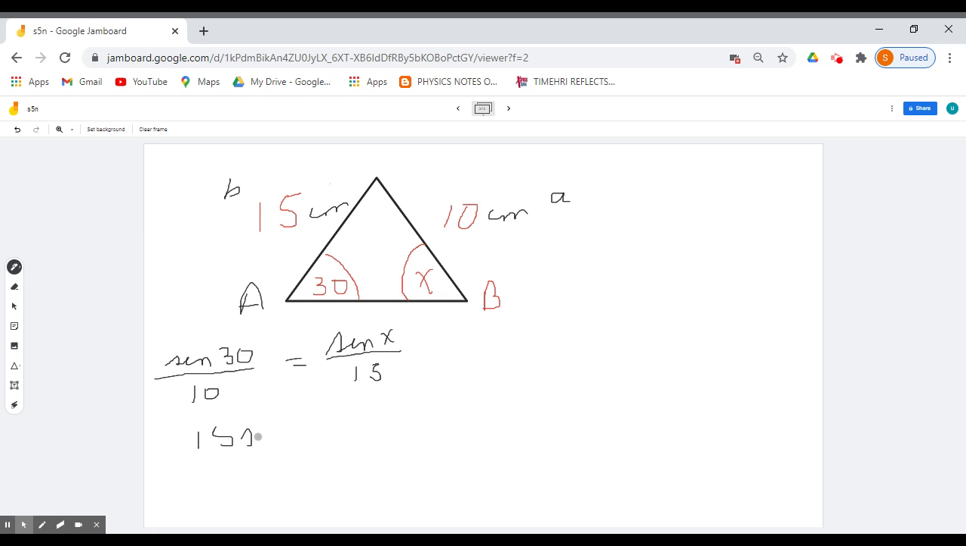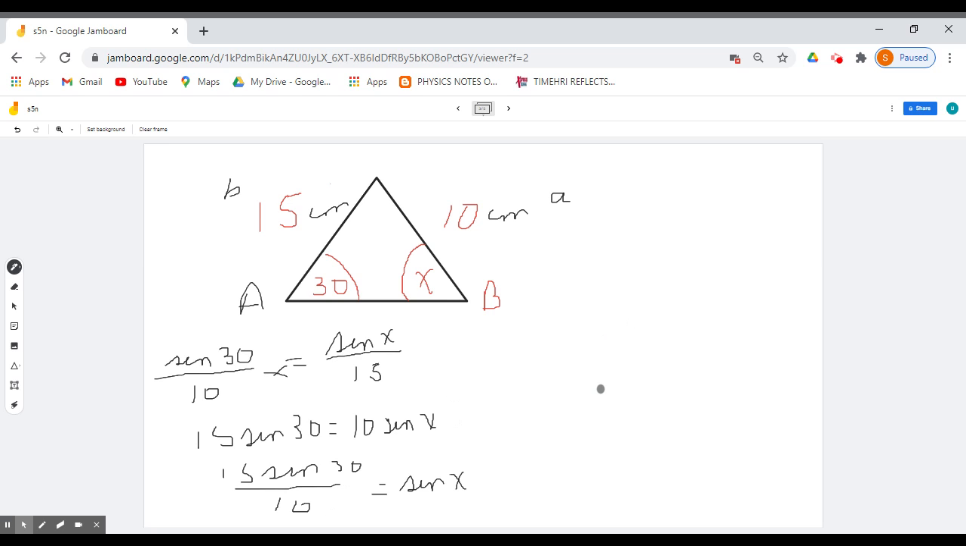So we're multiplying across: 15 sine 30 is equal to 10 sine x, or sine B. So we know that sine x is 15 sine 30 over 10, which is equal to the sine of the angle, sine x or sine B, if you want to keep it in the general format. So just do a simple multiplication.